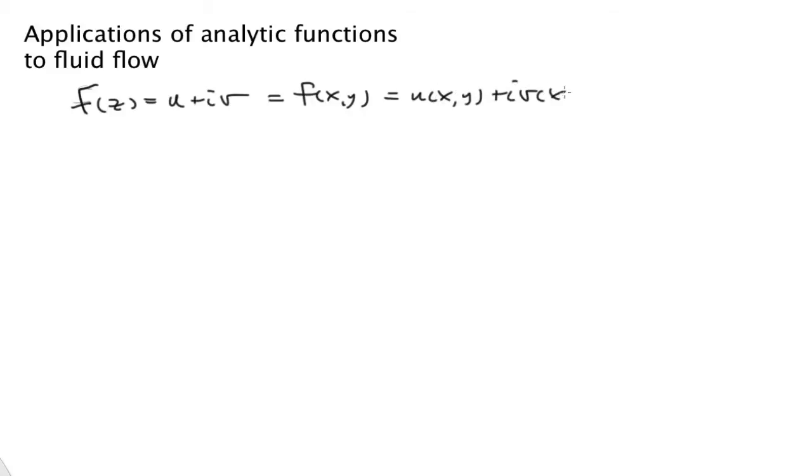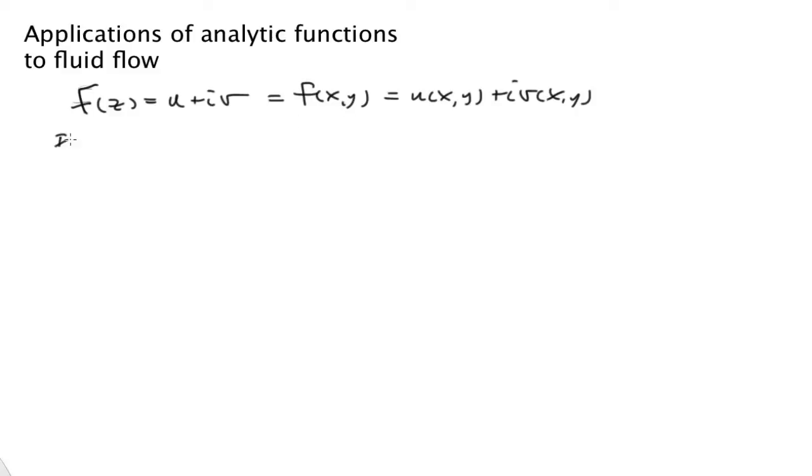An analytic function is f of z equal to u plus iv, where we can rewrite this as f of x comma y is equal to u of x comma y plus i v of x comma y. That's the more full way of saying it.